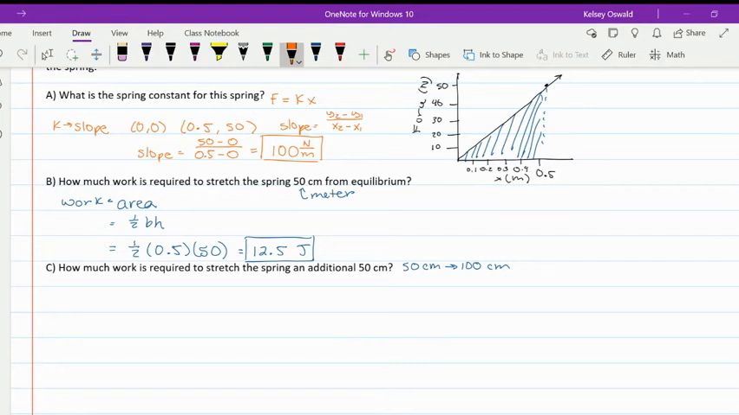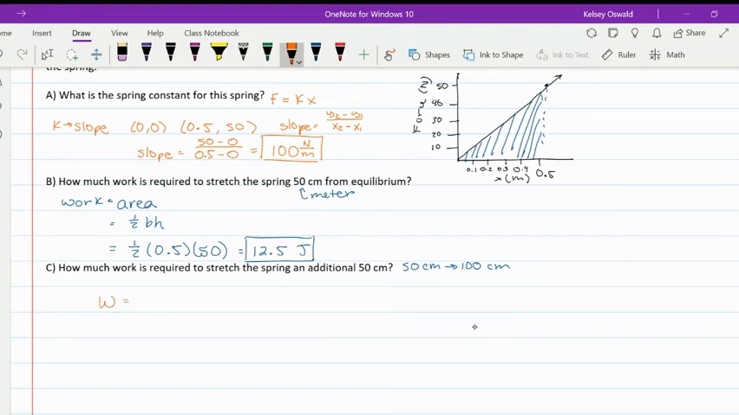So then in part C, we want to see how much work is required to stretch the spring an additional 50 centimeters. There's 2 ways we can do this. So we want to see how much work we need to do to stretch the spring from 50 centimeters to 100 centimeters. So the first way is we could find the area of our force versus displacement graph again. However, we don't have any data past 50 centimeters. Okay, so we might need to use a different relationship here.